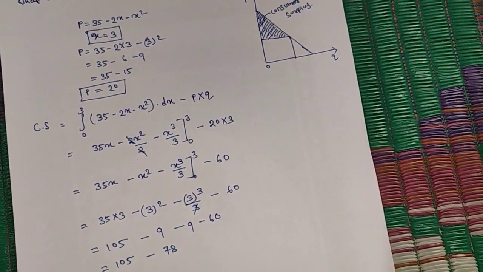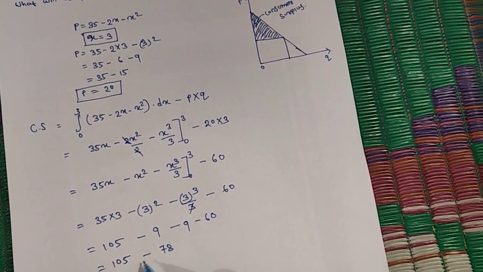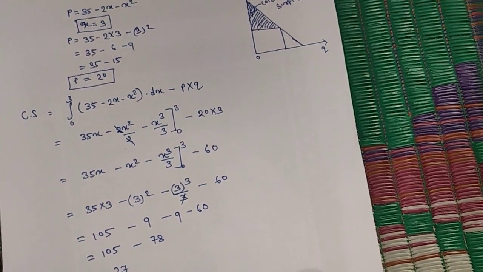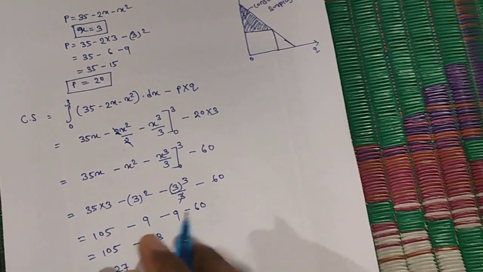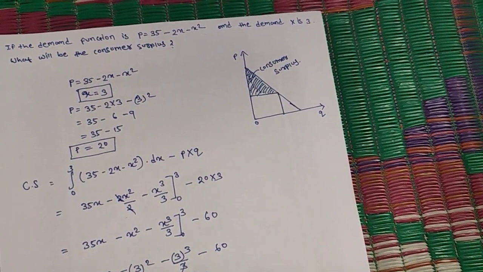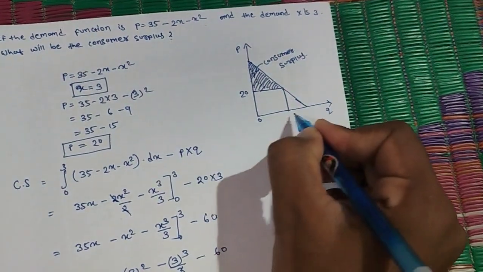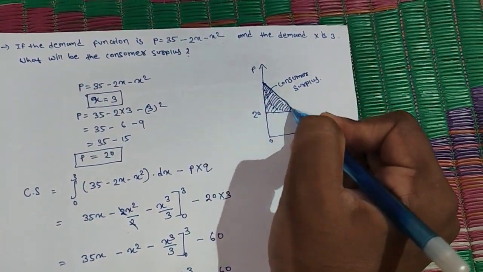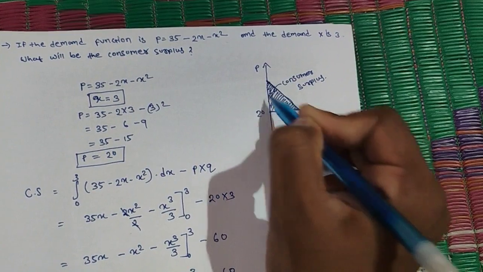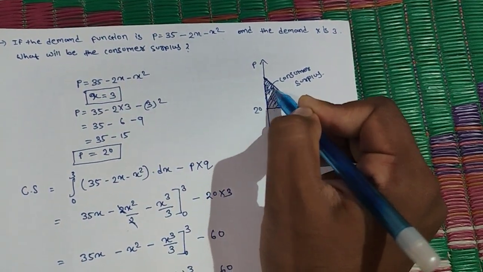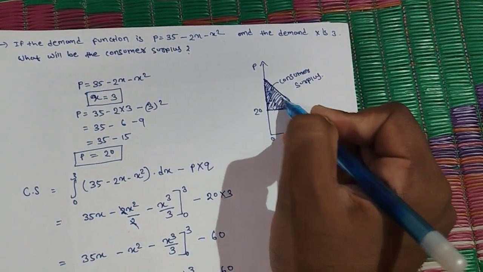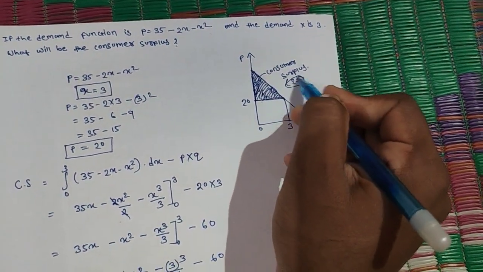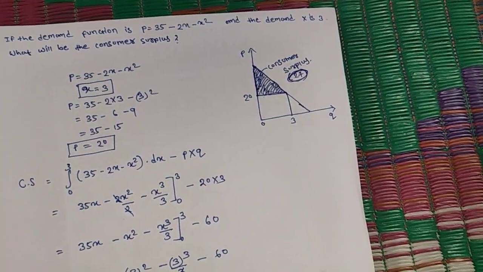So what will be 78 minus 51? We get consumer surplus as 27. Now putting these values, the price here is 20 and quantity here is 3 units. Now this total area is 27 units. By calculating this area, we get consumer surplus is 27. I think I made it clear here. Thank you.